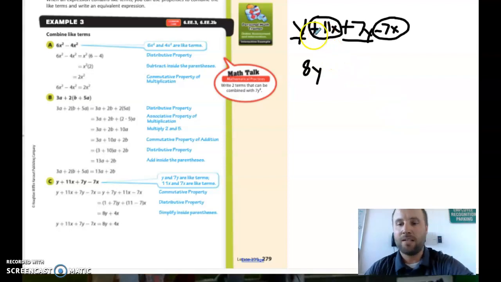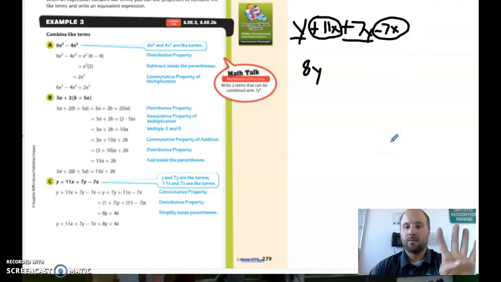So this is like a positive 11x minus 7x. You can use your fingers. 8, 9, 10, 11. So we're looking at a positive 4x.